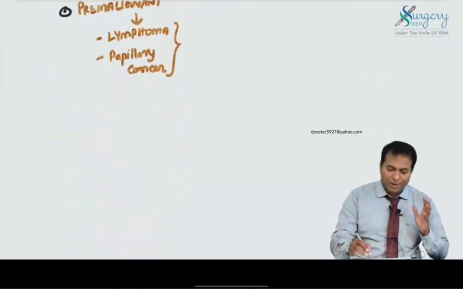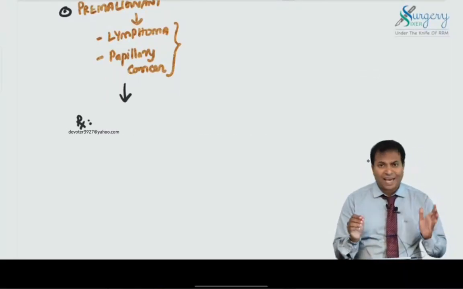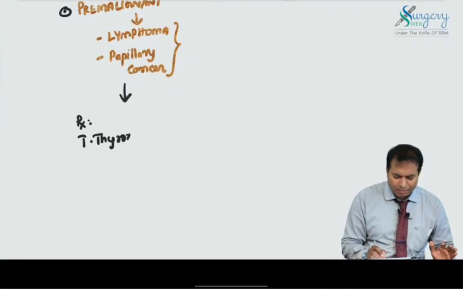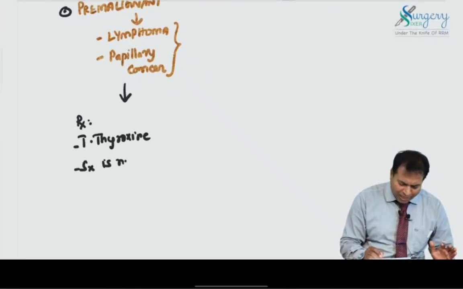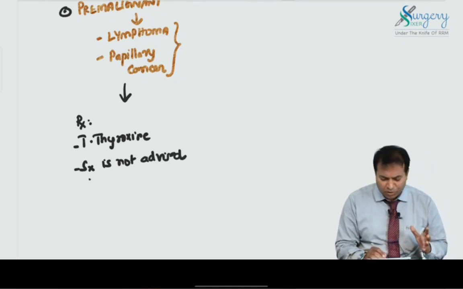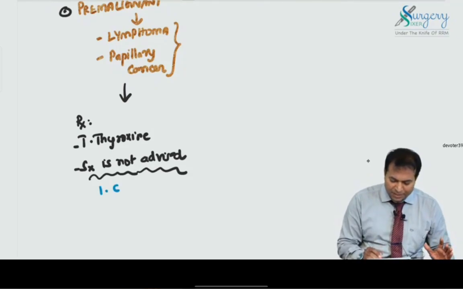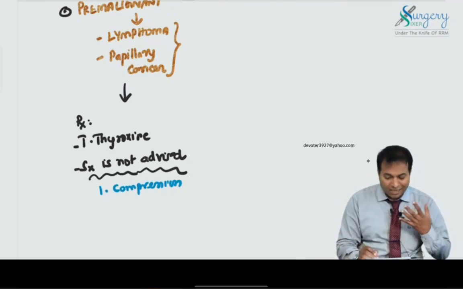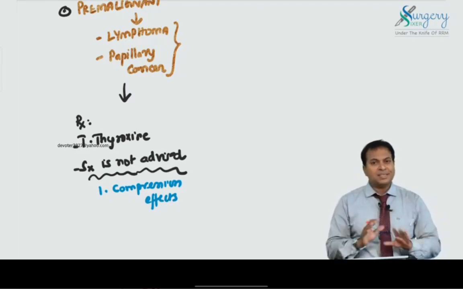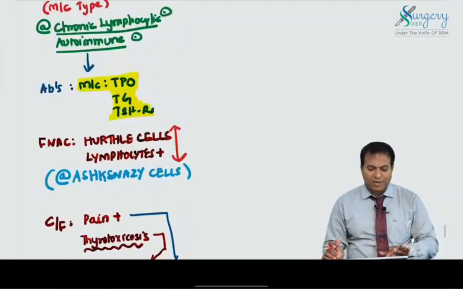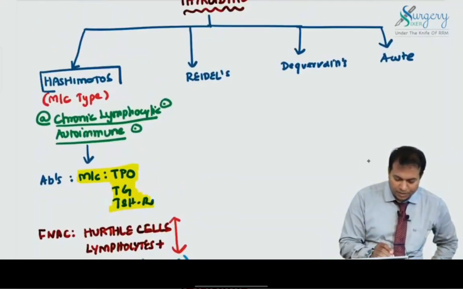So when a patient with Hashimoto's comes to you, what is the treatment? There is nothing to be scared of in Hashimoto's. Just give them tablet thyroxine. If they have pain, give a painkiller. Surgery is not at all advised because it is very difficult to operate on Hashimoto's. There will be severe dense adhesions and the chances of injury to the nerves will be more. Surgery is advised for only one reason, compression effects. If there is compression of the esophagus, then only you should do surgery. Otherwise, surgery is not advised for Hashimoto's thyroiditis. These are the important points I want you to remember.